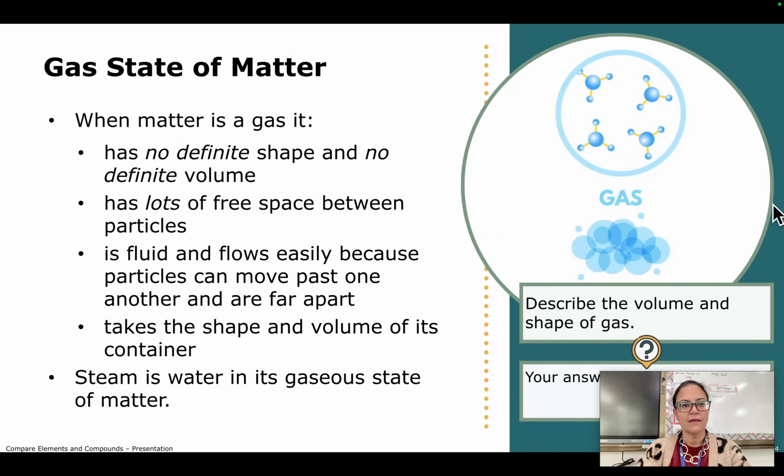Our last state of matter is gas, and when matter is a gas, it has no definite shape and no definite volume. It has lots of free space between particles, so these particles are very far apart. It is fluid and flows easily because particles can move past one another and are far apart. And it takes the shape and volume of its container. So steam is water in its gaseous state of matter. If you think about air, air is a gas, and if you have a certain amount of oxygen or nitrogen or helium and put it into a room, it's just going to expand to fill up the entire space you give it. It will just keep stretching out to fill up all the available space.